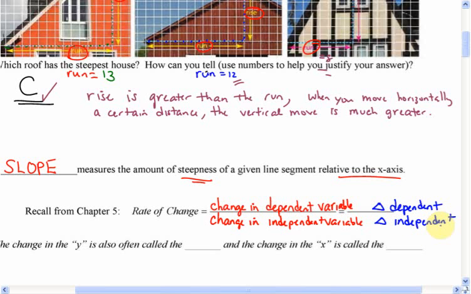Now, a lot of times the dependent variable is called y. So that's why the change in the y is often called, and this is triangle, or what we call delta, delta y. And the change in x is called the triangle or delta x. So the triangle in Greek terms is called delta. That's how you say it, D-E-L-T-A. Okay?